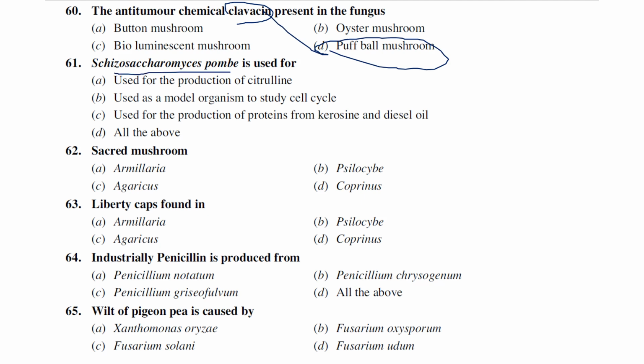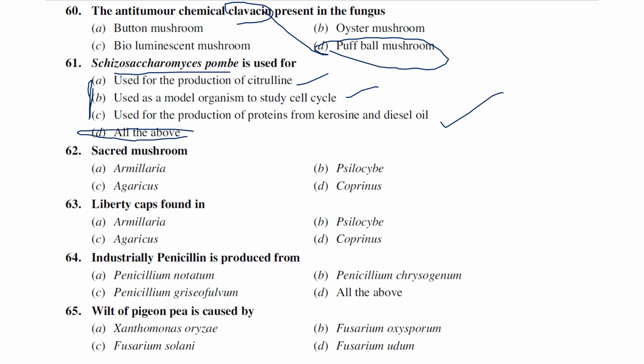Schizosaccharomyces pombe is used for the production of citrulline, as a model organism, and for the production of proteins from kerosene and diesel oil. So it is generally used for all these purposes. Among the given options, it is used for all the purposes.